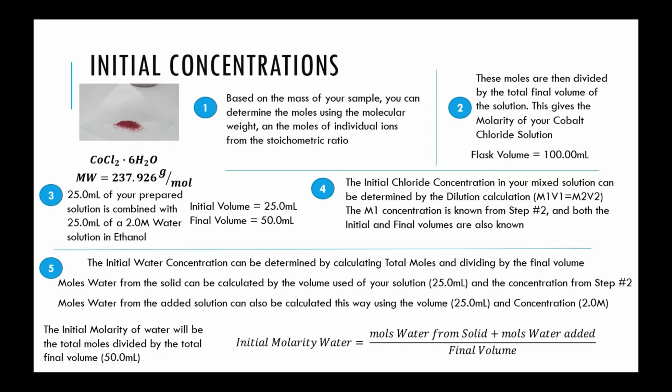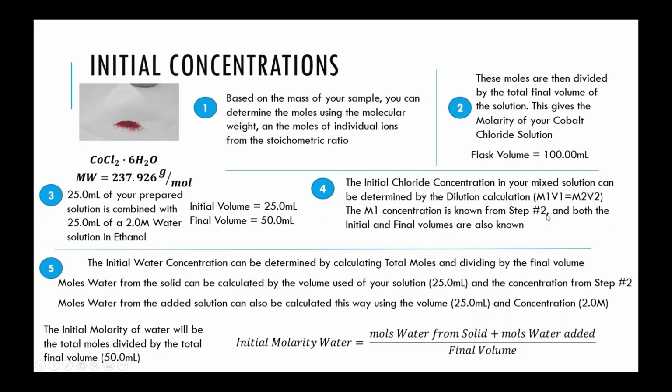And in the experiment, you're mixing that with an amount of water. So you're taking 25 milliliters of that prepared solution and combining that with 25 milliliters of a 2 molar water solution in ethanol. And the final volume of that will be 50 milliliters total. For both the cobalt and the chloride concentrations, once you have mixed some of your sample and some of the water solution, you can determine the resulting concentration of both chloride and cobalt using the dilution calculation.